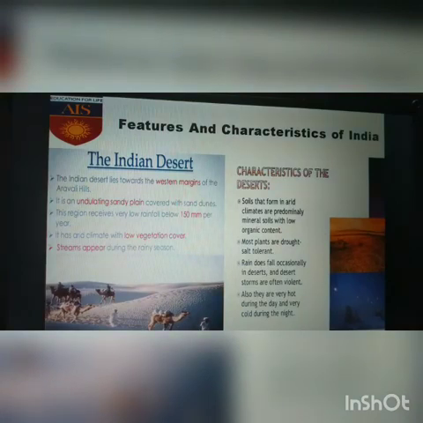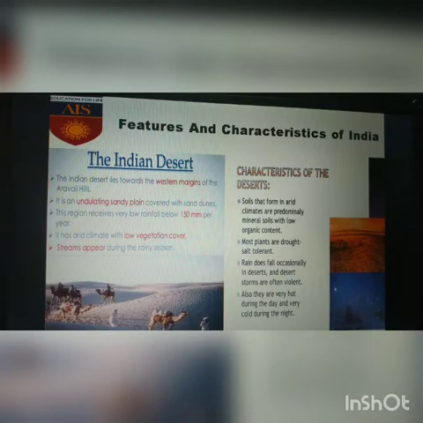Characteristics and features of desert. The Indian desert lies towards the western margin of the Aravalli hills. It is an undulating sandy plain covered with sand dunes. The region receives very low rainfall, that is 150 mm per year, with an arid climate and very low vegetation. Streams appear during the rainy season. That means these streams are seasonal.